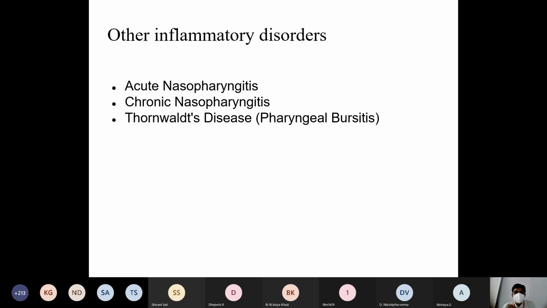Other inflammatory disorders can also occur without adenoiditis, which can mimic it, such as acute nasopharyngitis, chronic nasopharyngitis, and one more condition called Thornwaldt's disease. There is a pharyngeal bursa, which is a vestigial remnant of development, which can get filled with fluid and develop into an abscess, which is known as Thornwaldt's cyst or Thornwaldt's disease.